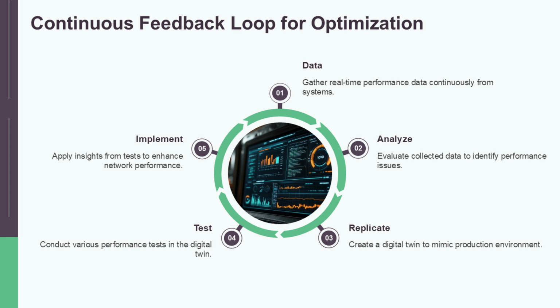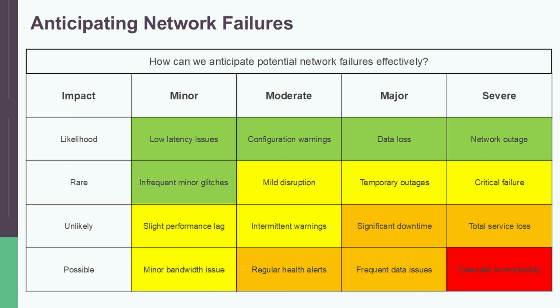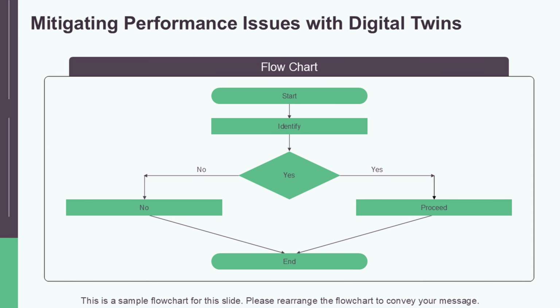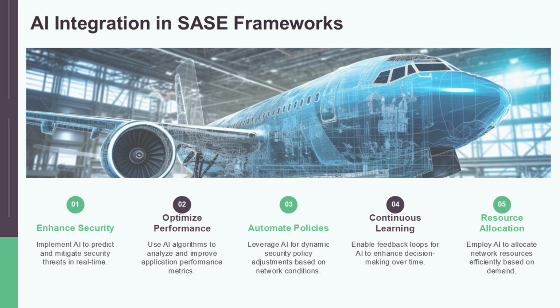Digital replication involves creating a replica of the production environment where test applications maintain real-time synchronization with live systems. Performance testing uses this replicated environment to test network configurations, security policies, and application performance under various conditions.